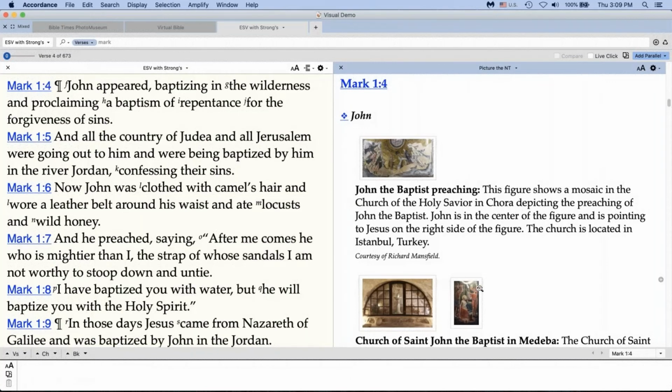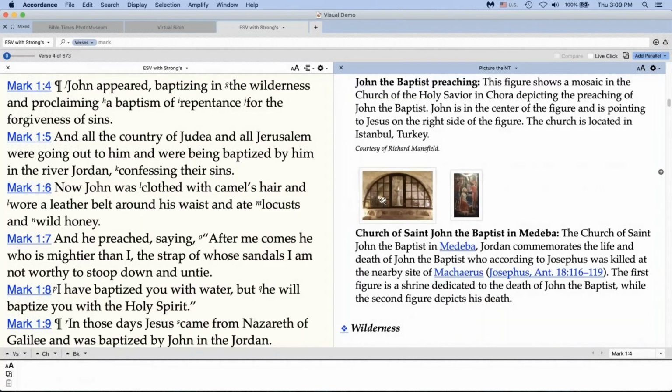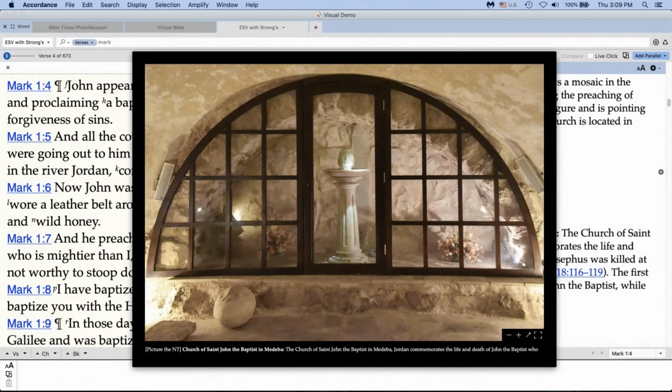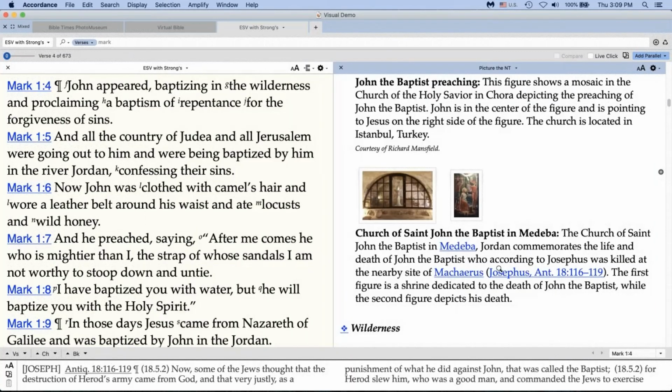And then here's a church in Medeba, Jordan, that commemorates John the Baptist, and there's his beheaded head, a replica of the head, because he was beheaded by King Herod. And then here's wilderness again.